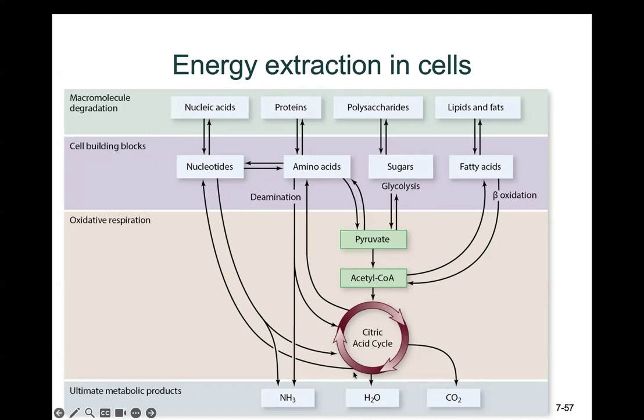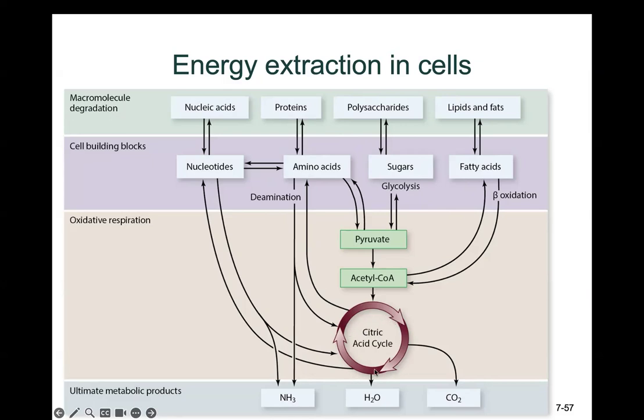So we can use all these different sources of building blocks to create pyruvate or acetyl-CoA or other citric acid cycle compounds. But one thing that we can also do is use these products from the citric acid cycle or acetyl-CoA to build. Remember, when you're destroying something, it's catabolism. Catabolism is when you're literally breaking down substances. So going from here to down here, that's called catabolism.